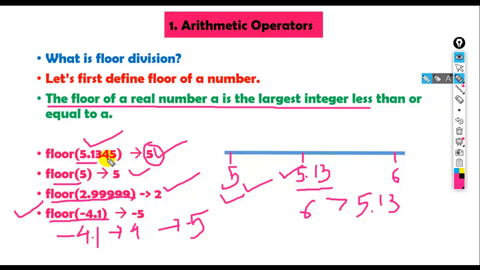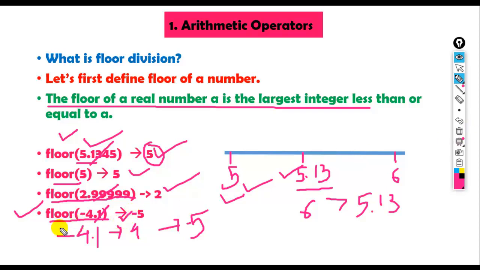So please remember, in floor, if the value is positive, then you can truncate this fractional part after decimal point. Then output is 5. Like here as well, output is 2. This is not true if your number is negative real number. If we truncate this fractional part after decimal point, then output is -4. But actual output is -5.